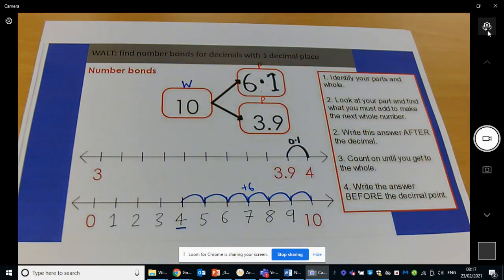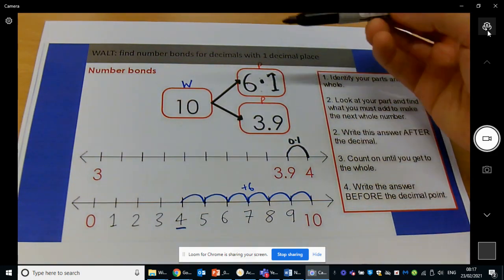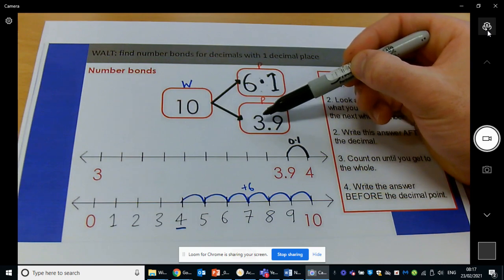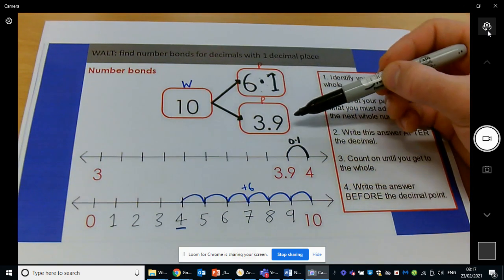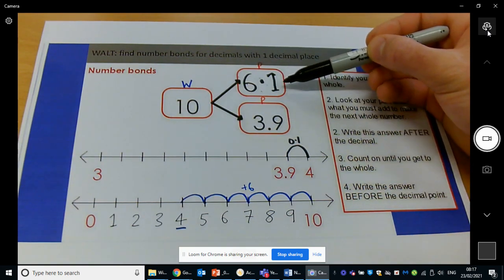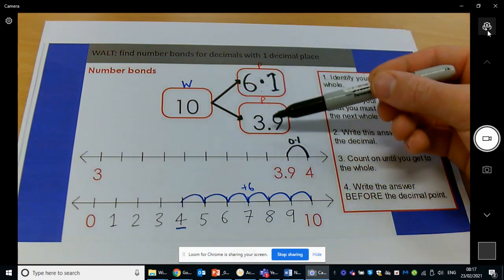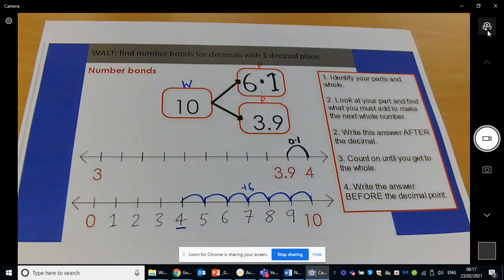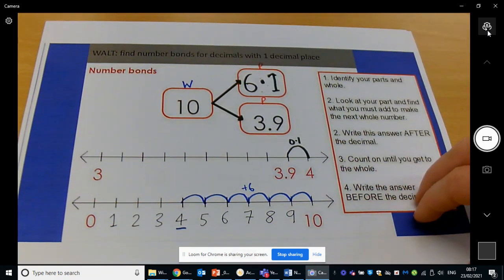And it's always a good idea to check that. So we can just do a bit of very quick addition. 6 plus 3 is 9. 0.9 plus 0.1 is 1. So 9 plus 1 is 10. So that seems to work really, really perfectly.